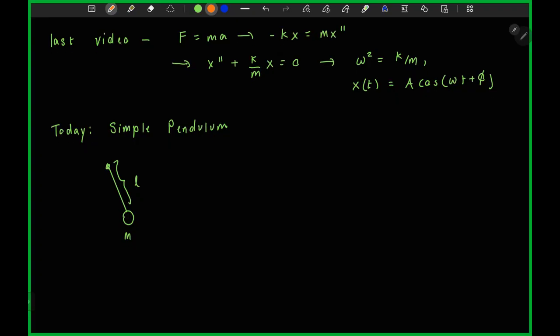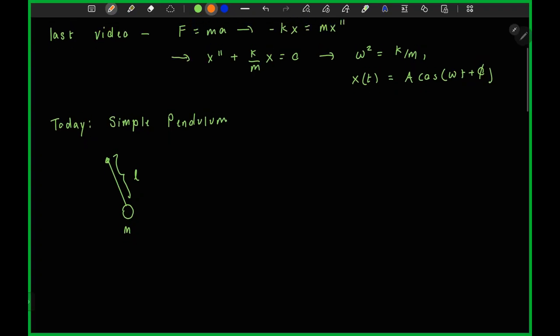So the simple pendulum consists of a string of length L with a blob of mass m at its edge. We'll regard the blob of mass m as a point mass. And what we're going to do is displace our system by an angle theta. And our goal again is to determine the period of our pendulum. So what's our starting point?